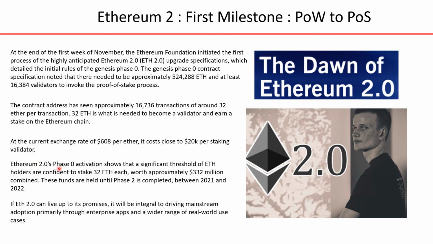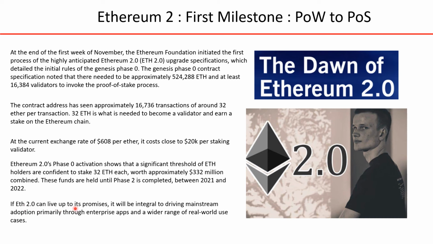Ethereum 2 phase 0 activation shows that a significant threshold of Ethereum holders are confident to take 32 Ethereum each, worth $332 million. These funds are held until phase 2 is completed. So they are saying that between 2021 and 22 this phase 2 will be completed. By that time these many Ethereum will be staked and locked.